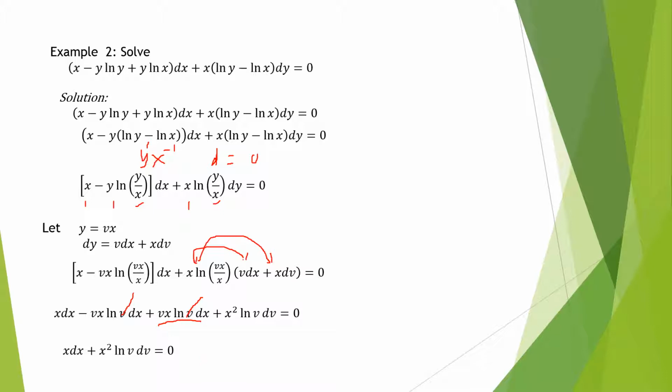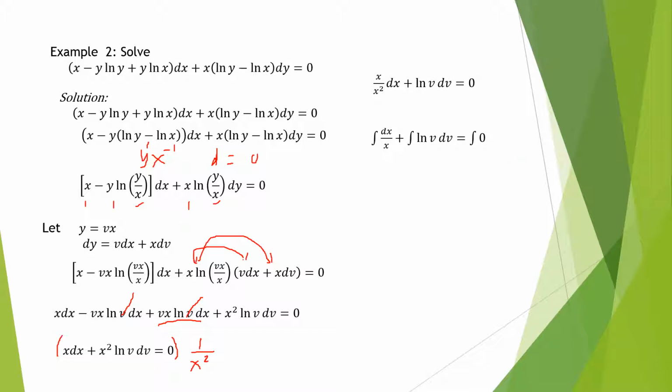We have to separate this into separable variables, so we just divide this by x squared. Dividing by x squared gives you x dx over x squared plus ln of v dv is 0. Further simplifying and then integrating, we have the integral of dx over x plus the integral of ln of v dv is 0.